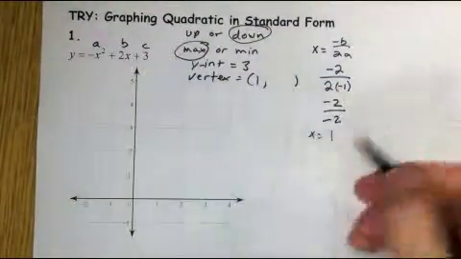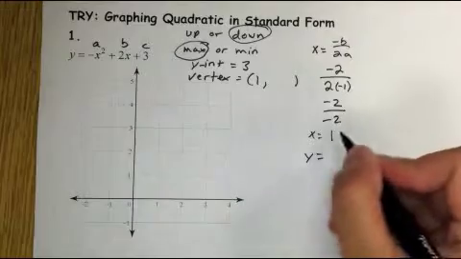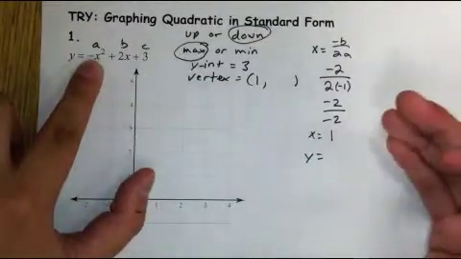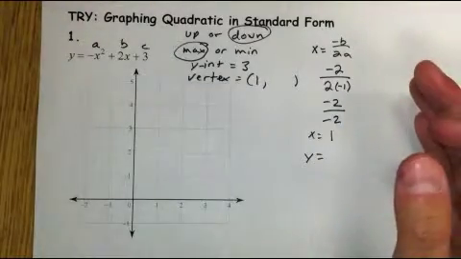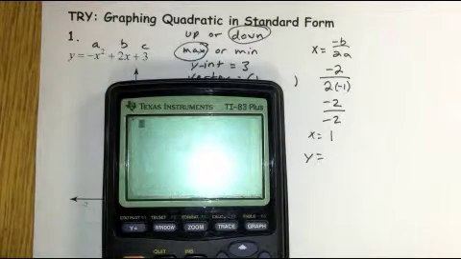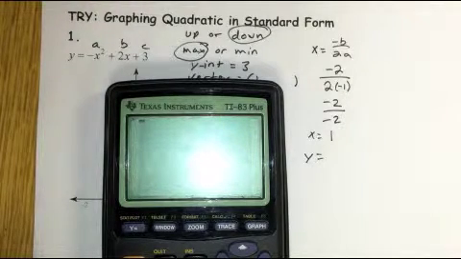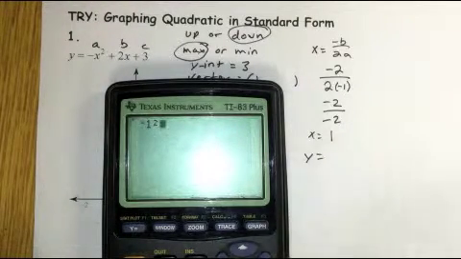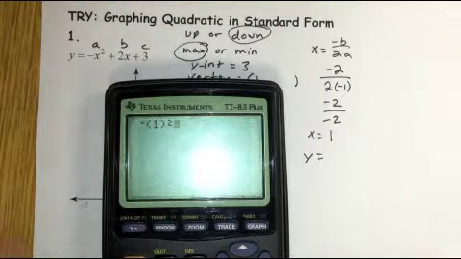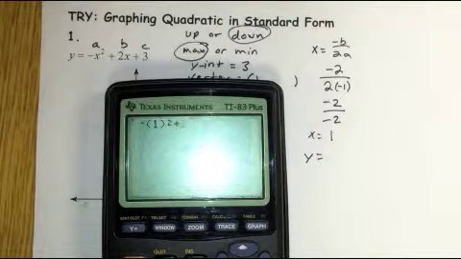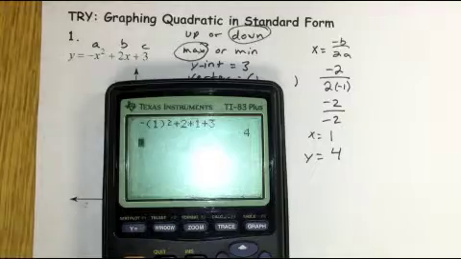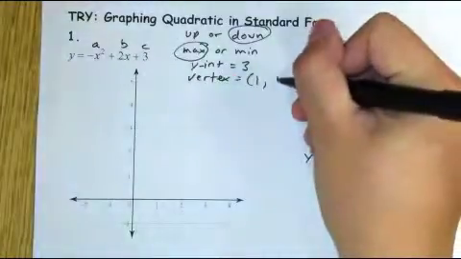Okay? To get your y value, you should have plugged it back in, either using the calculator or order of operations. It's up to you. I use the calculator, just a little bit quicker. Okay? So plug 1 in every time you see x. Negative 1 squared plus 2 times 1 plus 3 gives you 4. Okay? Done with the vertex.